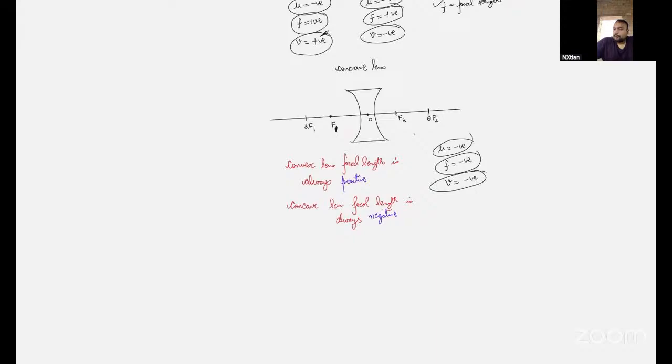If you are done, we'll end this class here. Tomorrow we'll do the lens formula, then magnification, then power of lens. So by tomorrow or by Friday we'll complete this light chapter. And then next Friday, you will have a test. Not this Friday, next Friday.